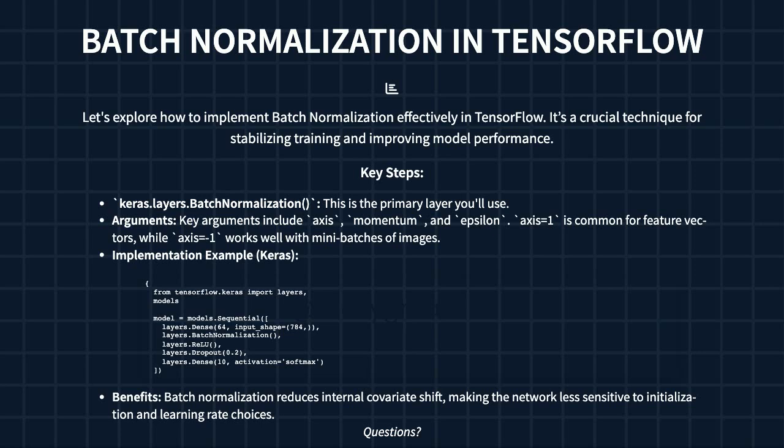You'll want to pay attention to arguments like axis, which usually indicates whether you are working with feature vectors or images, and momentum, which controls how quickly it adapts. A small epsilon value is also important. It helps prevent division by zero. Using batch normalization can really stabilize your training process and often leads to better results. As a quick example, you'd wrap a dense layer with batch normalization followed by ReLU and dropout.